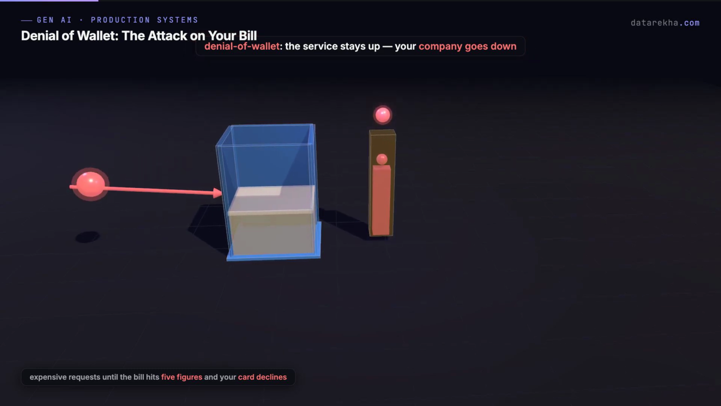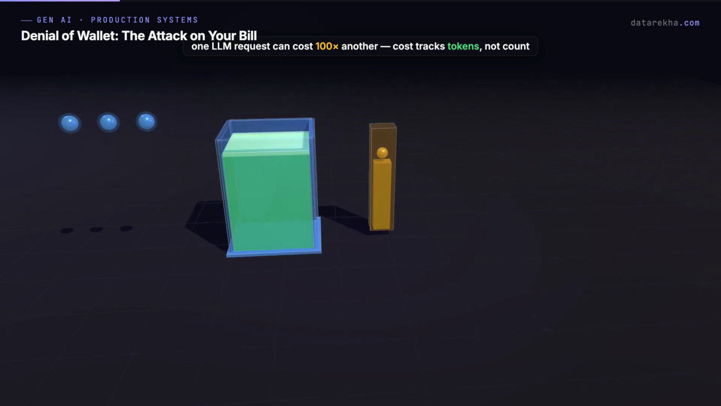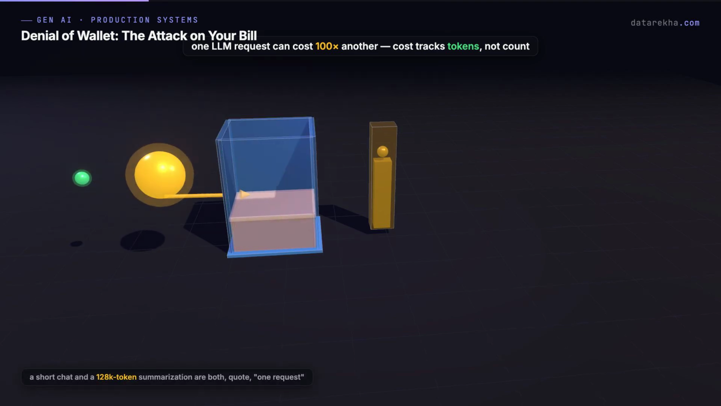Here's what makes inference APIs uniquely vulnerable. With a traditional API, every request costs about the same. With an LLM API, one request can cost 100 times another. A short chat and a 120,000 token summarization are both, quote, one request.